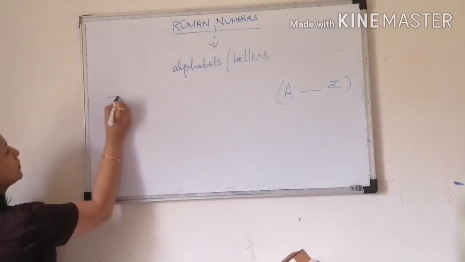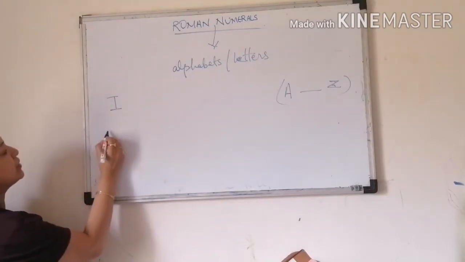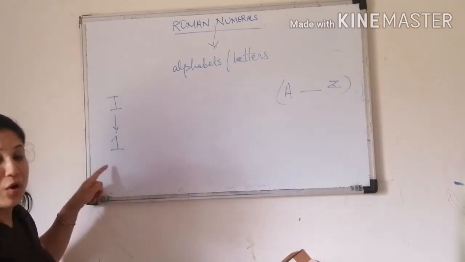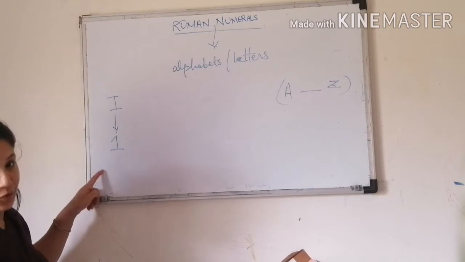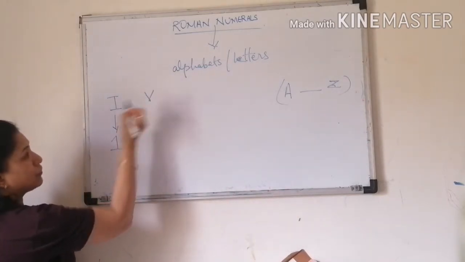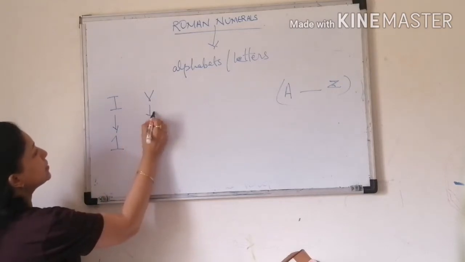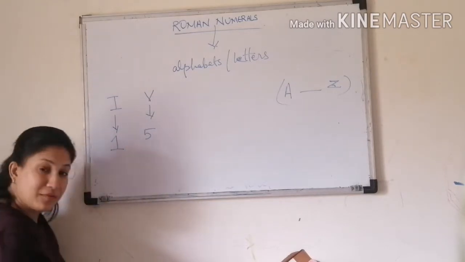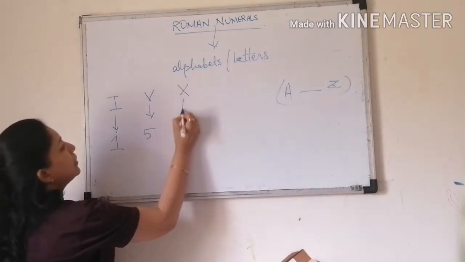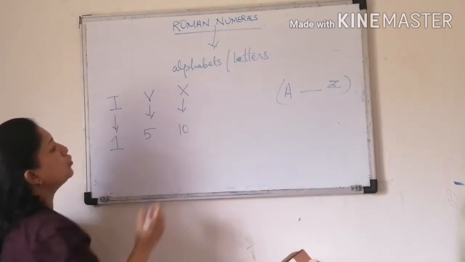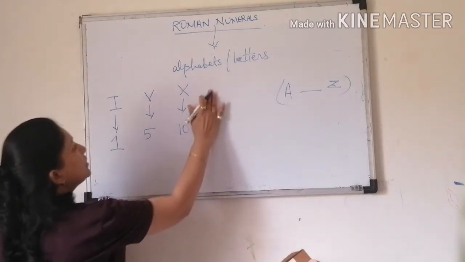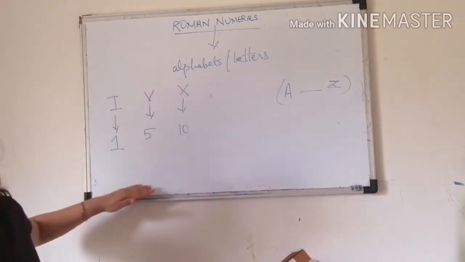First is I. This I is used to represent one of Hindu Arabic form. Then we have V. This is to represent 5 of Hindu Arabic form. Then we have X, which is used to represent 10. Now, till here it is easy, you all know.